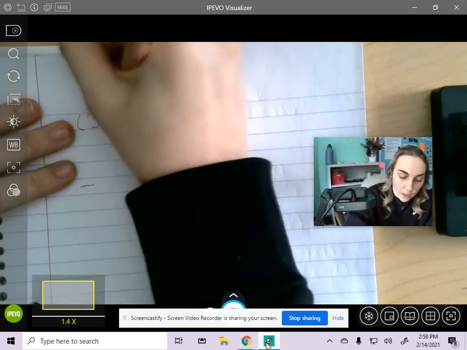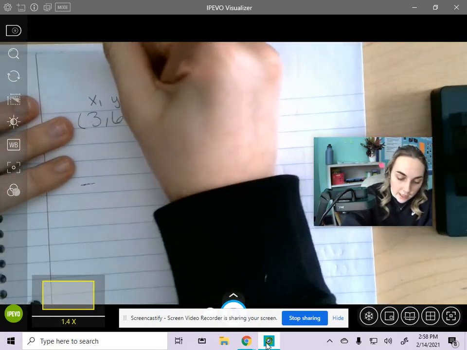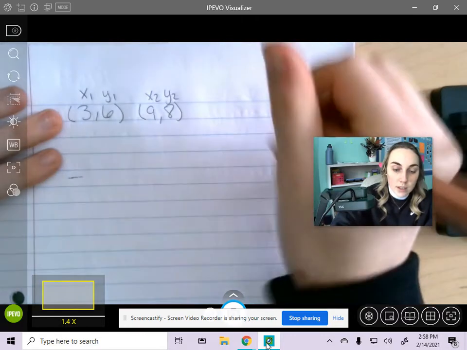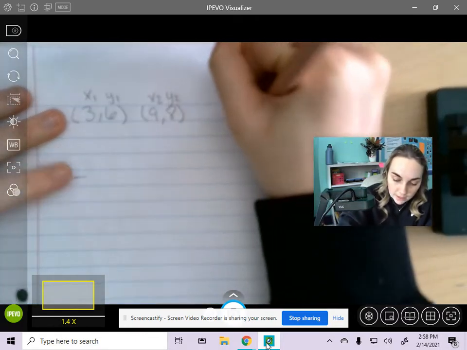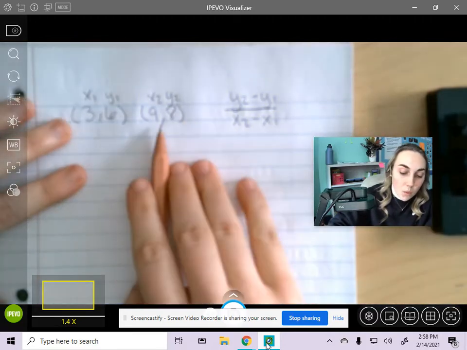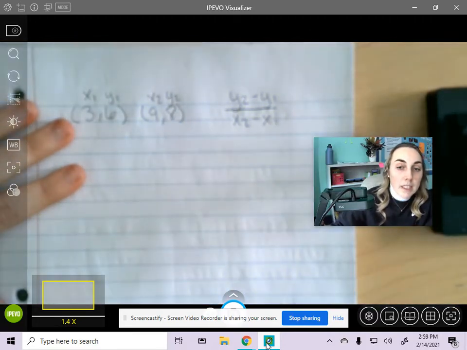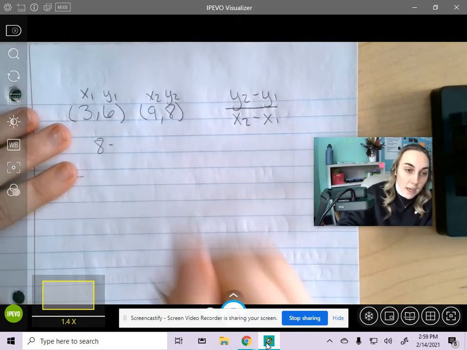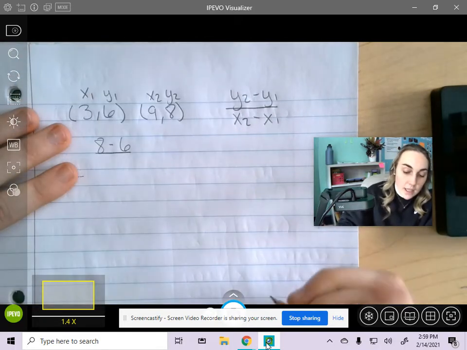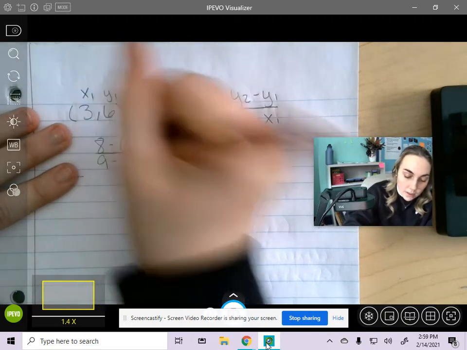So we have x1 and y1, x2 and y2. Our slope formula is y2 minus y1 over x2 minus x1. y2 is first, which is 8. It's going to be 8 minus y1, which is 6, and then 9 minus 3.